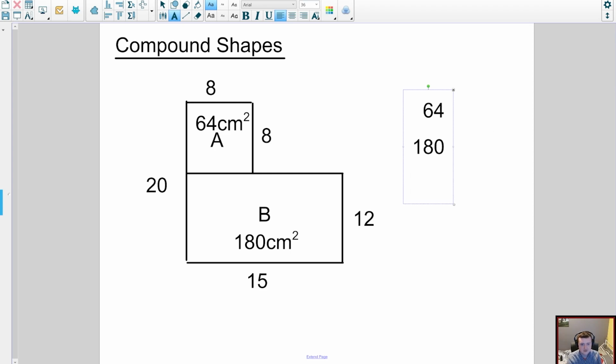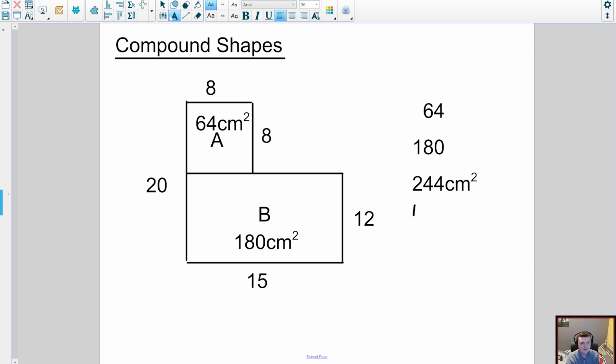So if I go underneath, 4 plus 0 is 4. 6 plus 8 is 14. And then 1 plus the 1 is 2. And I'd obviously carry the 1 underneath like this. So 4 and 0 is 4, 6 plus 8 is 14, carry the 1, 1 plus 1 is 2, so my answer is 244. In this case, that's going to be 244, again, centimetres squared.